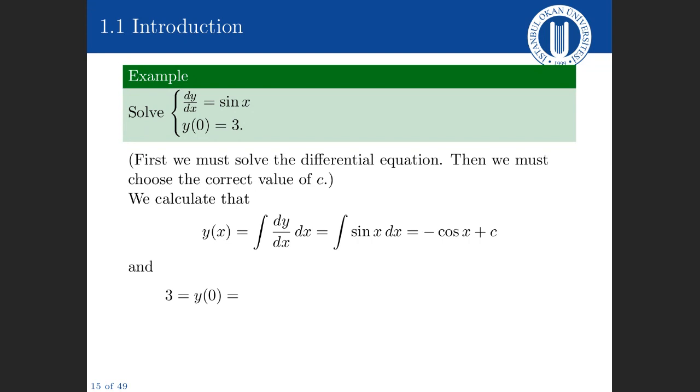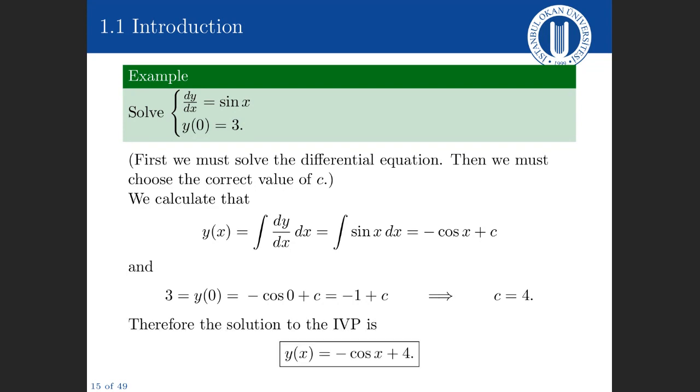So 3 is equal to y(0). We have our formula for y(x). This must be minus cos 0 plus c, or minus 1 plus c. And we find that c must be equal to 4. This is all we needed to do, so we can write down the answer. The solution to this initial value problem is minus cos x plus 4.